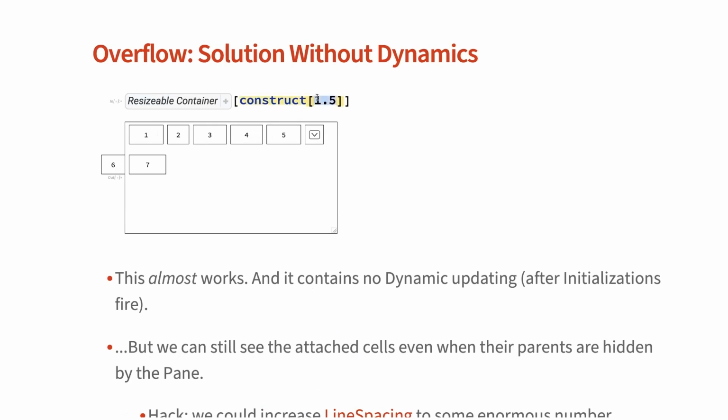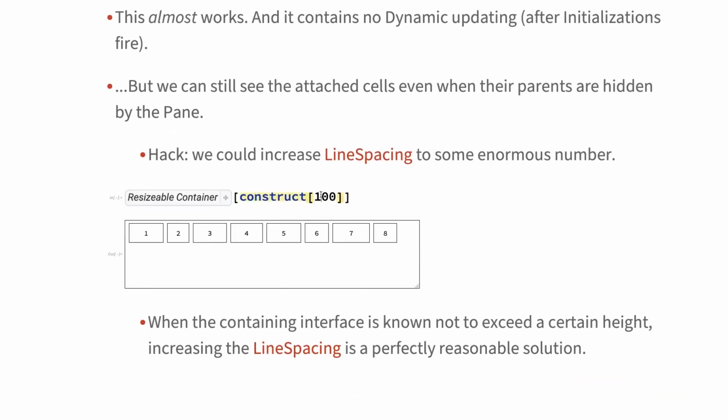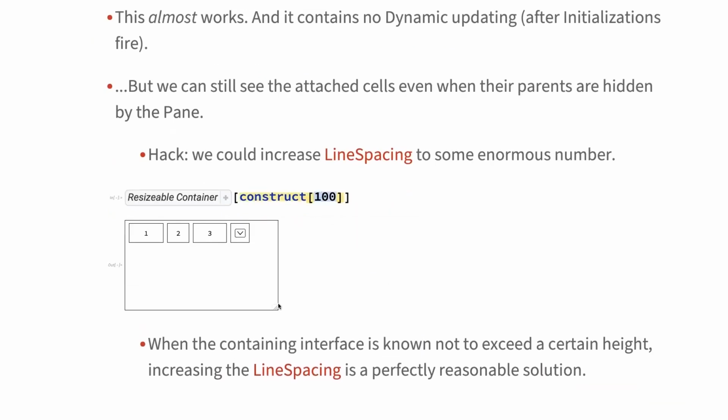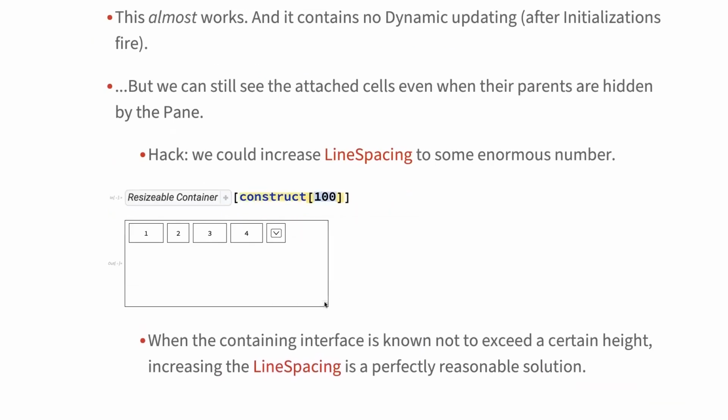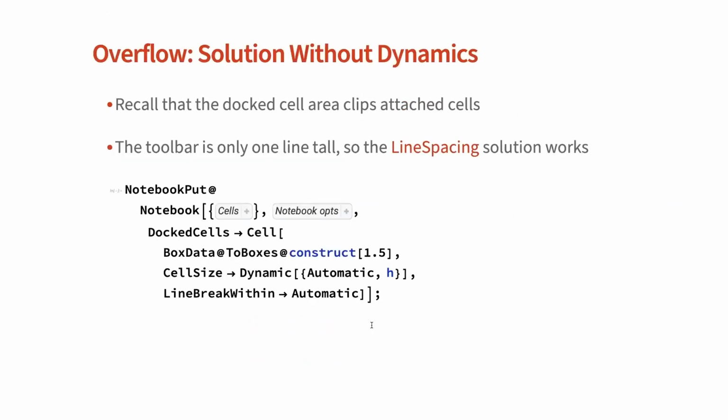And that's actually what I've parameterized out here. So this argument is the line spacing between these lines. For example, if I put in 100, then this appears to work, because all those attached cells are way off the bottom of the screen somewhere. But that is a hack. However, if the containing interface is known not to exceed a certain height, so for example, you might be in a palette that you know is never bigger than a certain height, then this is a perfectly reasonable solution. And of course, the toolbar is only a one-line tool, so the line spacing solution works just fine.